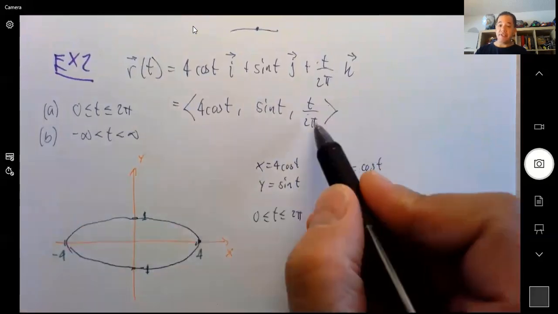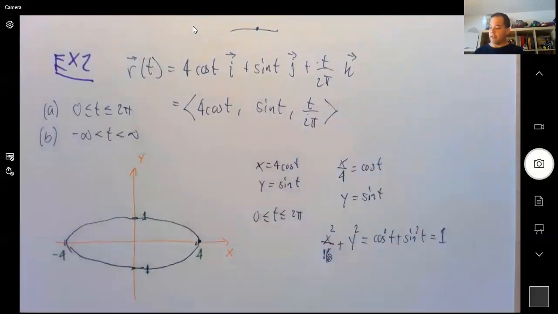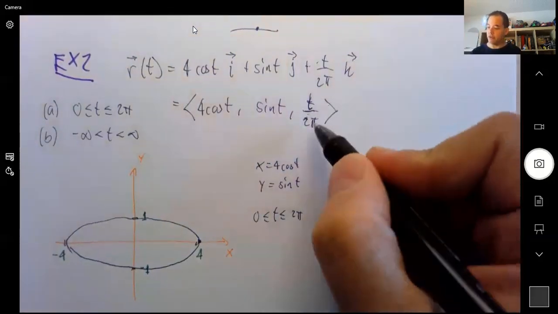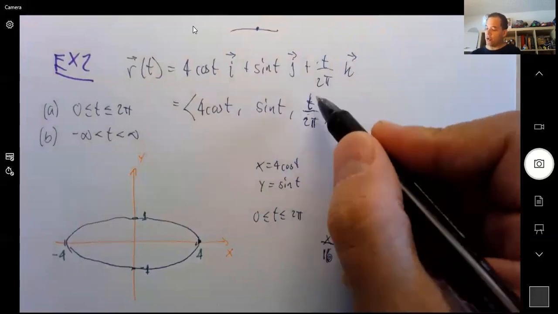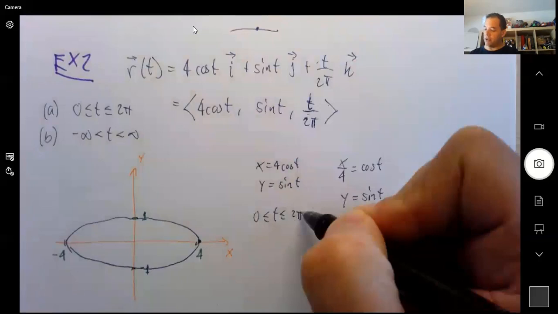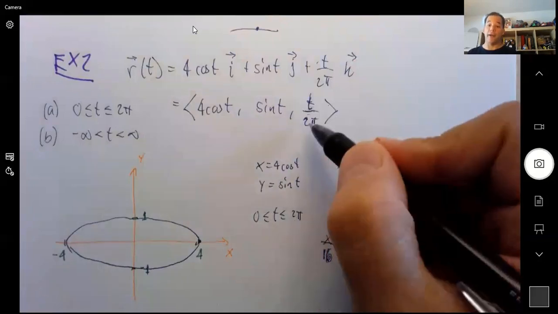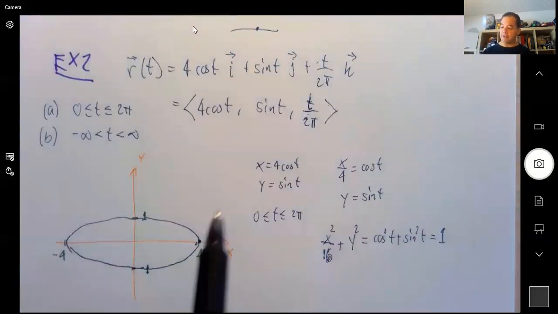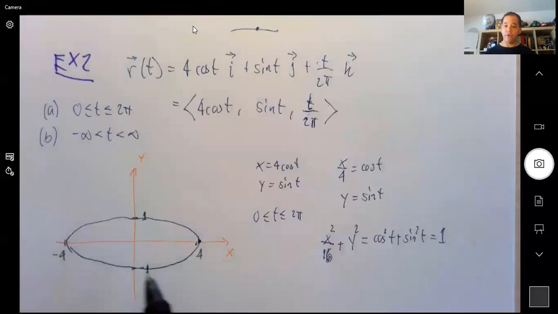Now, what happens with the z? Well, the z is simply growing in a linear way, right? There's the 2 pi. So as you go from 0 to 2 pi, the t over 2 pi will grow from 0 to 1. So think of it this way. This is going to be like this. As you go around, you're also going in the up direction a little bit. And then once you go once around, you're actually 1 unit higher. Does that make sense?